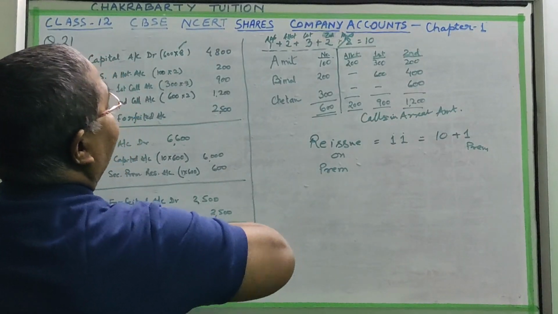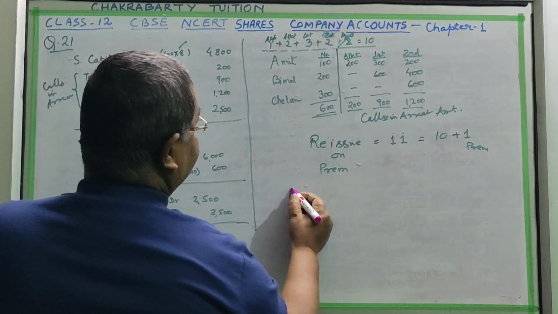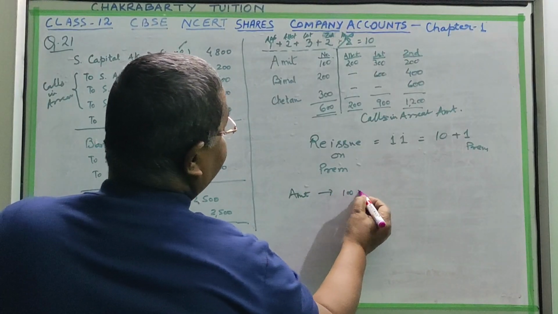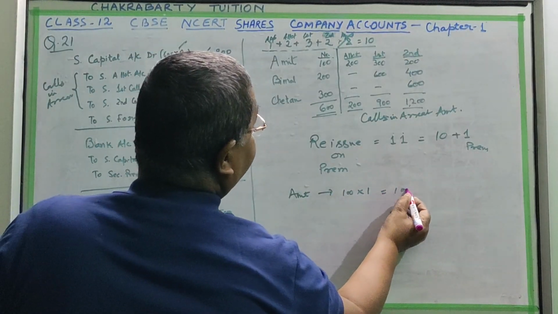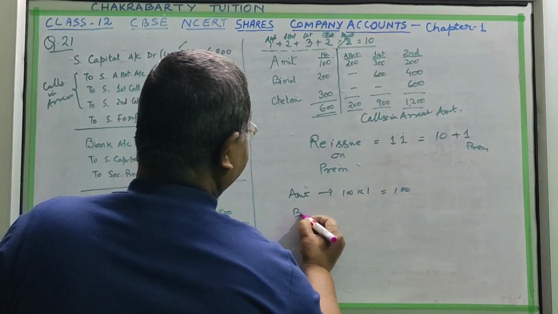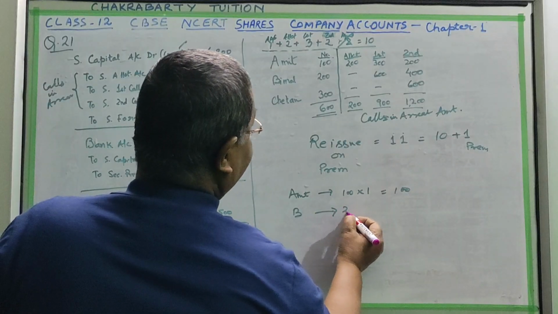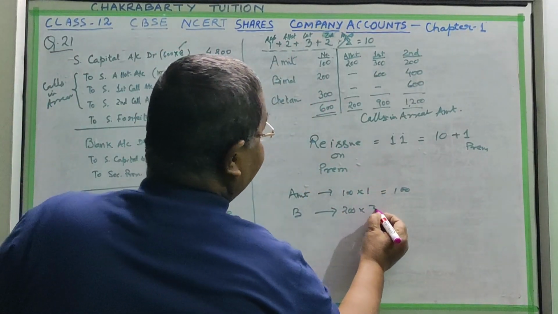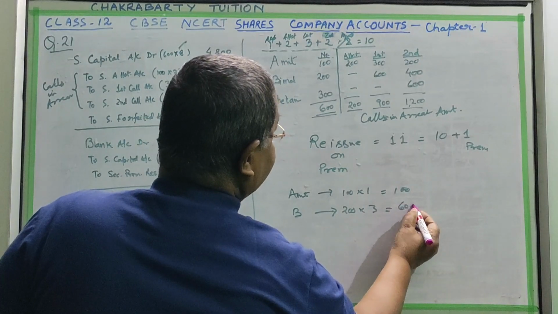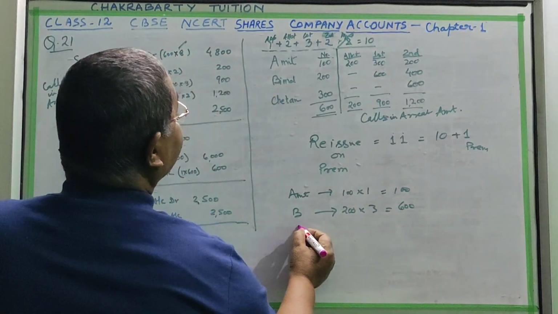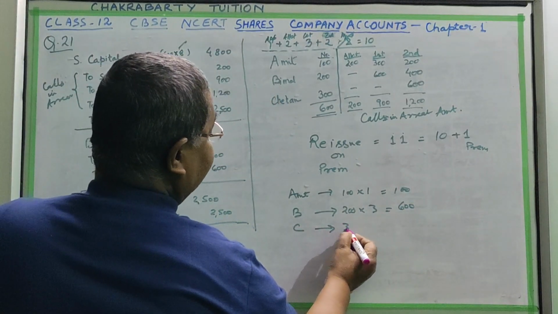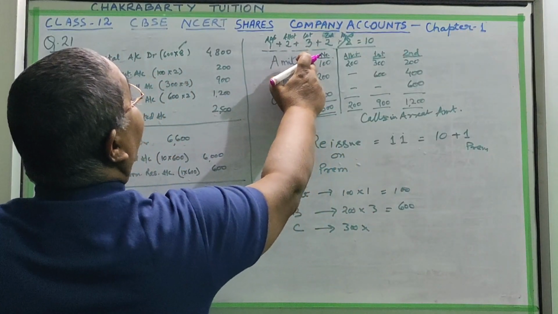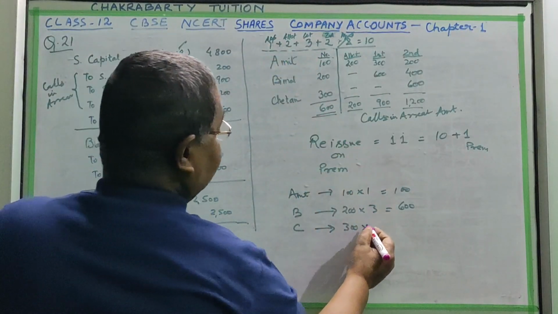Suppose you want to make a calculation. Then Amit paid 100 into 1 rupee. Then Bimal has 200 shares and he has paid only application and allotment, at the rate of 3, which means 600 that they have paid. And then Chetan has 300 shares and he has paid application, allotment and first call, at the rate of 6 rupees.